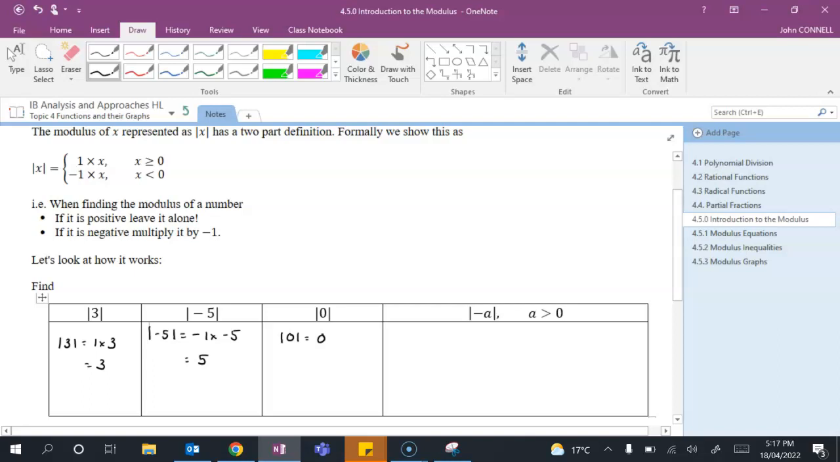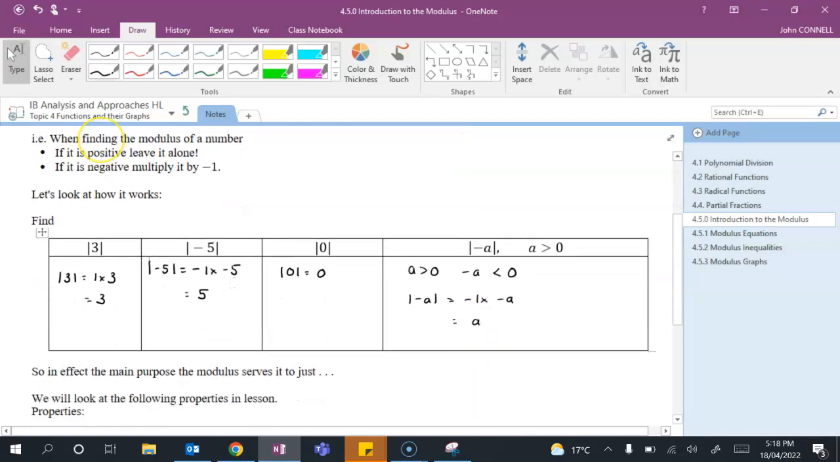And then the modulus of negative a when a is greater than 0. So if a is greater than 0, then negative a is less than 0. And so it's part of that bit where we have to multiply it by minus 1. So it'll be minus 1 times minus a. Two negatives give us a positive, and so it will be a.